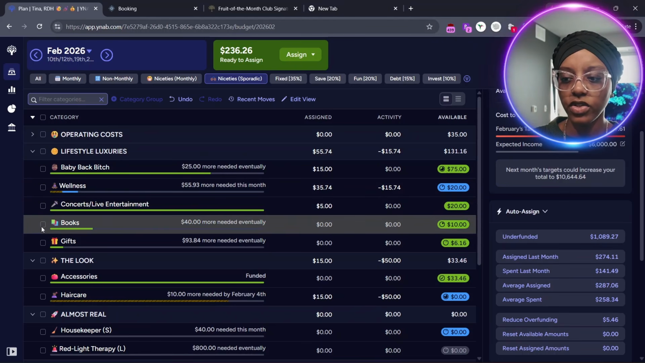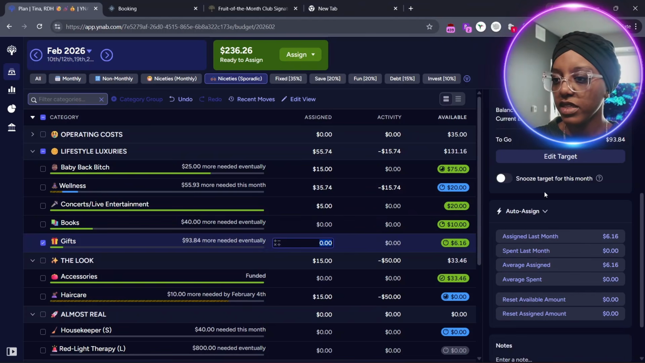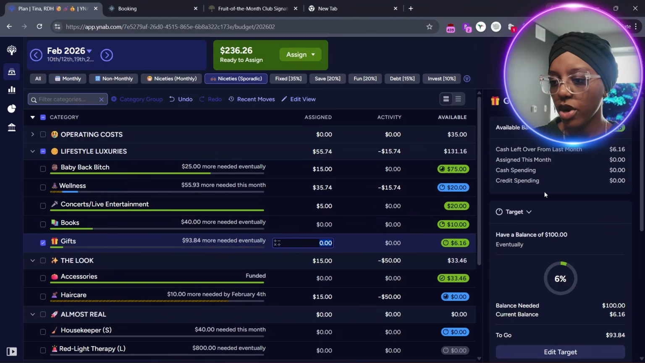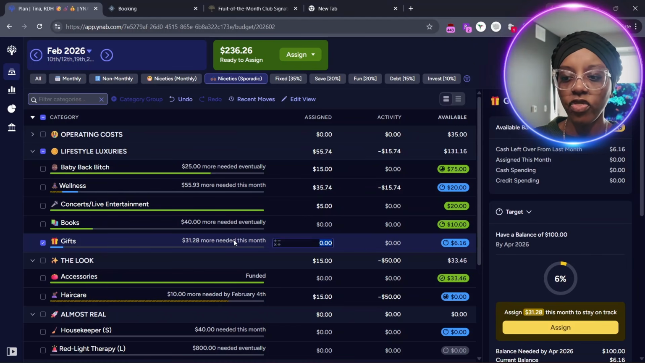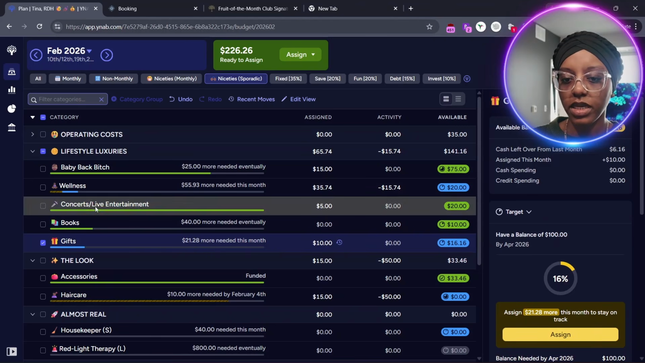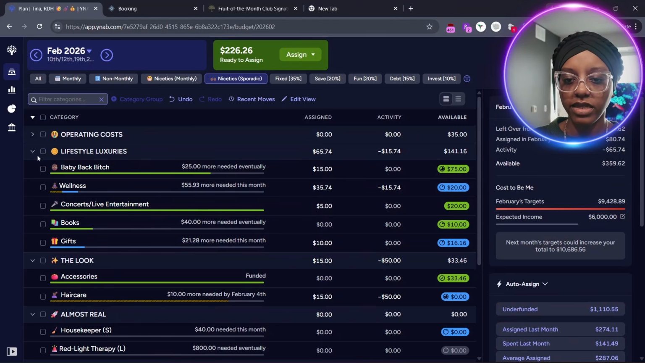I don't need more for books. I do need some more for gifts. What did I say the target was? Oh, $100. Okay. I think I need this by the end of next month. So I think I should say April, and then I'll have all March. So $31.20, that's great. So then I'll do $10 just because I don't know if I have the date exactly correct.